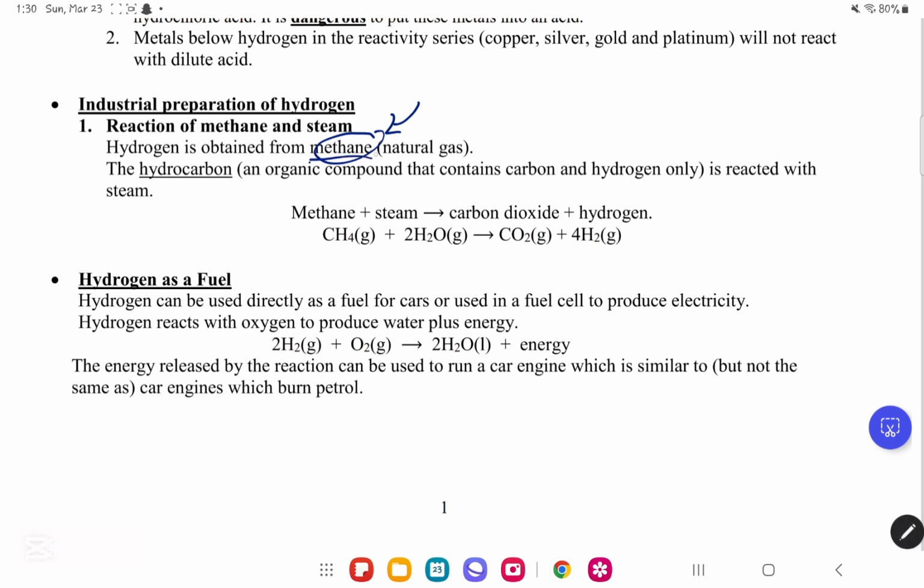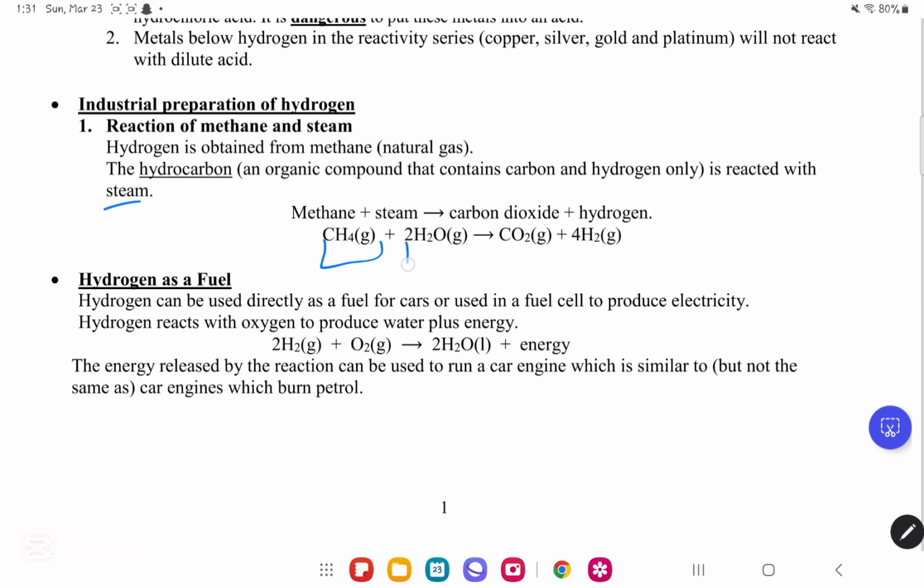Now, if you said that methane is in the group of alkanes, or its homologous series is alkanes, you are correct. Good job. And we know that alkanes are hydrocarbons. If you remember, the formula was CnH2n+2. So, very simply, this is all you need to know about the hydrocarbon methane. The hydrocarbon, an organic compound that contains carbon and hydrogen only, is reacted with steam. So you will take methane, CH4 gas.